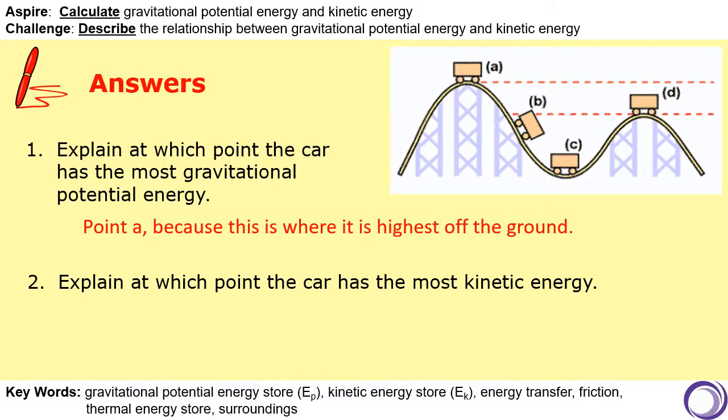Question 2, at which point does the car have the most kinetic energy? That's point C because this is where it's moving fastest, at the bottom of that first hill.